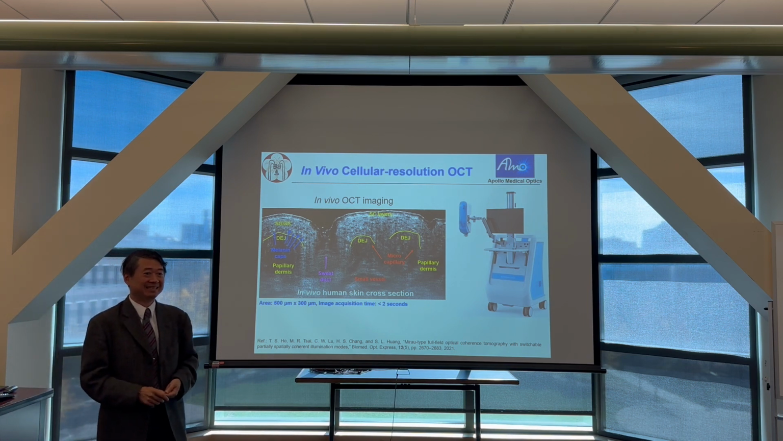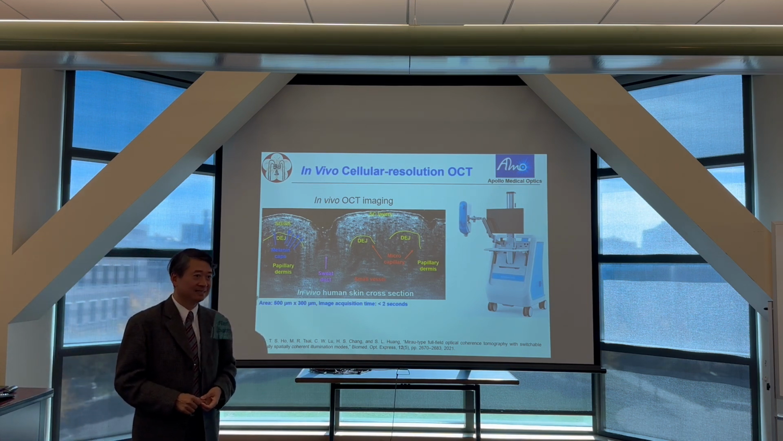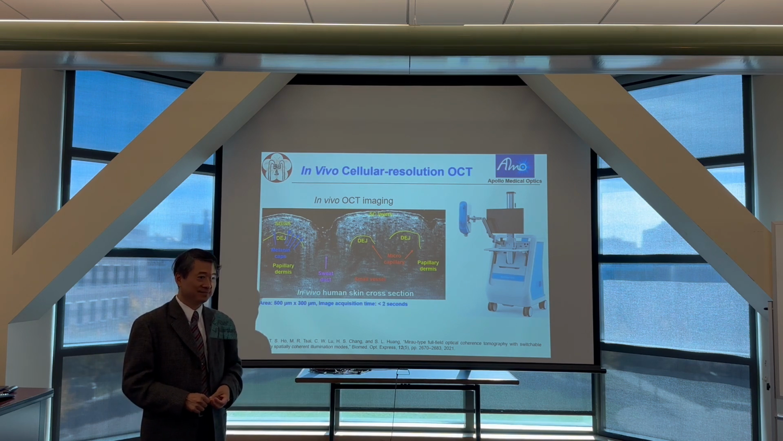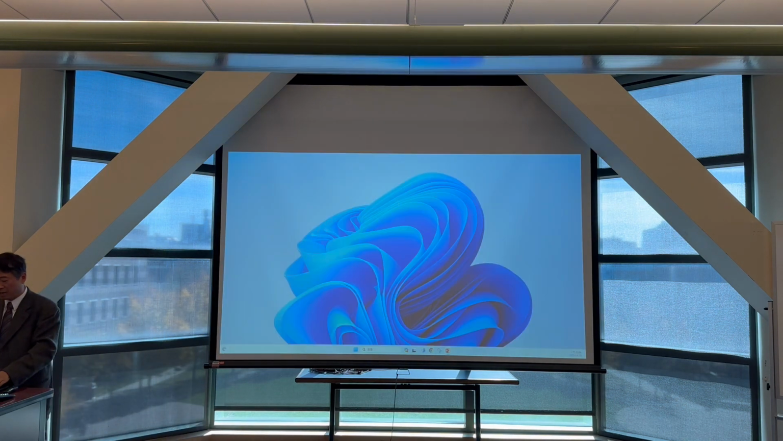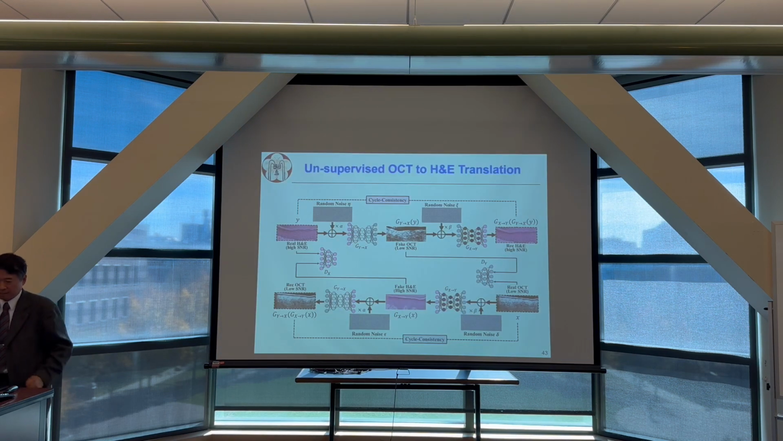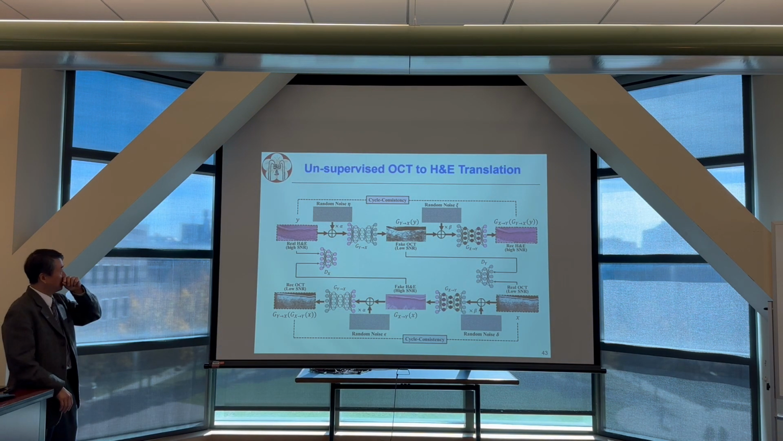For the unsupervised image translation between OCT and H&E, what are the hidden parameters or hidden correlations that this unsupervised algorithm actually optimizes? Yeah, I'm not sure whether our algorithm is optimized or not. So this is the unsupervised.